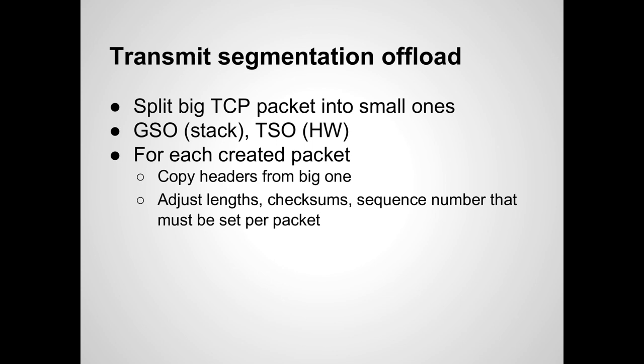So for each packet, the process is actually fairly simple. What we need to do is copy the headers from the large packet all the way through to the data, replicate those headers in each small packet. And then for fields in the headers that have to be updated per packet, like the length of the packet, or checksum over the packet, or TCP sequence number, anything that is per packet, we need to go and update those for each protocol layer. So for instance, in IP, we have to update the IP length of each packet.